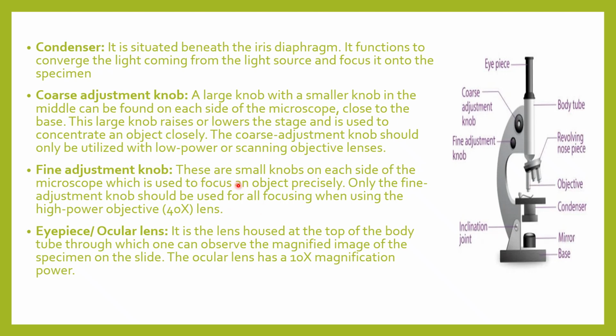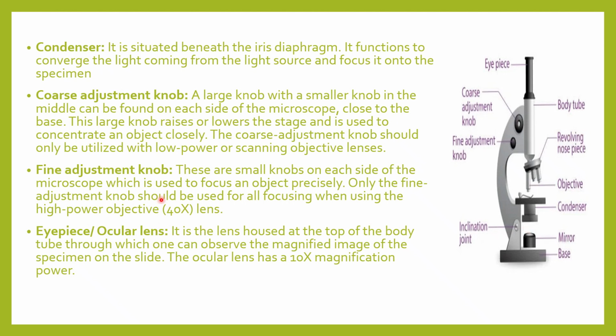Whereas fine adjustment, these are the small knobs on each side of the microscope which are used to focus on the object precisely. Only the fine adjustment knob should be used for all focusing when using the high power objective 40x lens. Okay, now this coarse adjustment knob is mainly used for focusing. It can actually move the stage. It can lower the stage or bring the stage above, and it adjusts it in such a way that you can focus it properly.